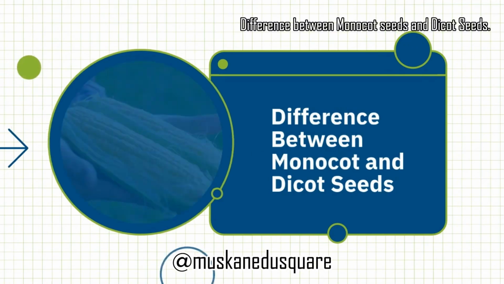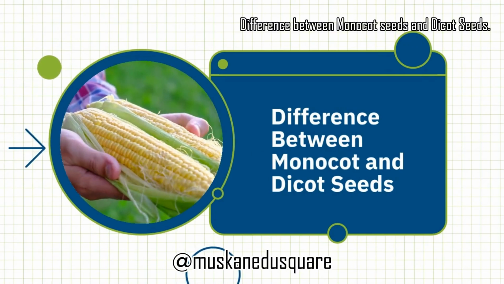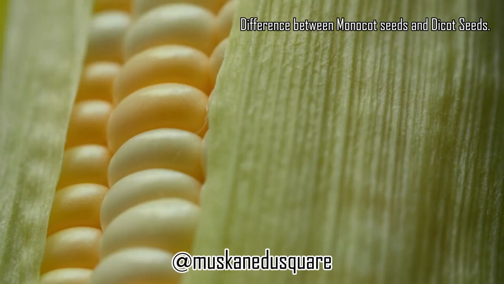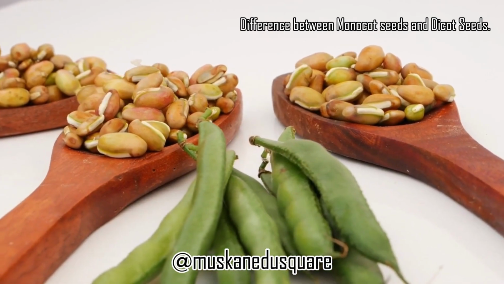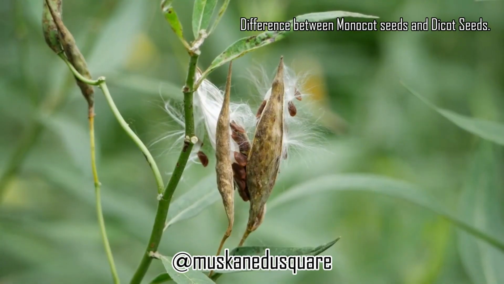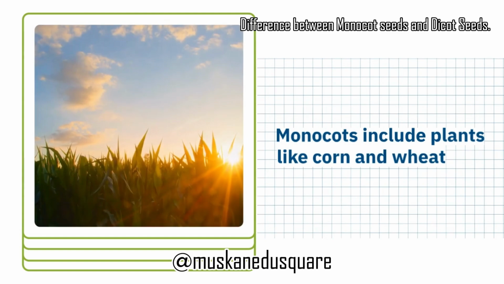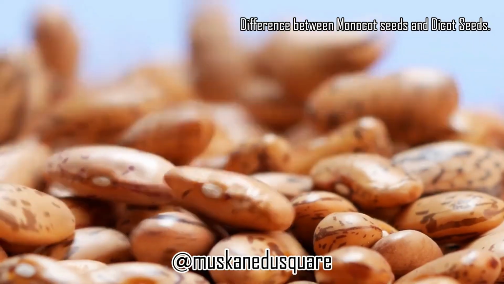Let's explore the difference between monocot and dicot seeds. Monocot seeds have one cotyledon. Dicot seeds have two cotyledons. This is the primary difference. Monocots include plants like corn and wheat. Dicots include beans and peas.